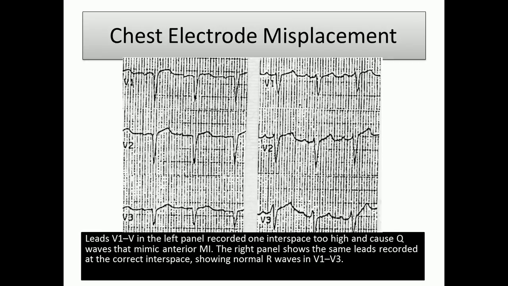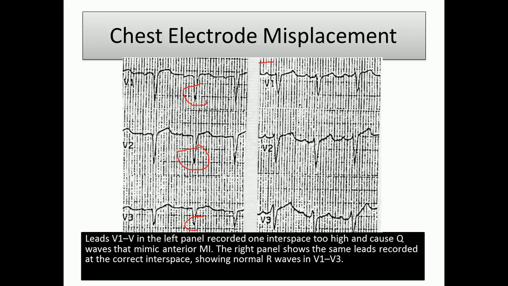As you see here in this electrocardiogram, on the left side of the screen, there is chest electrode misplacement. They put the chest electrodes in a wrong position. Normally, the chest electrodes V1 and V2 should be positioned in the fourth intercostal spaces, respectively on the right and left side of the sternum. But some nurses apply them mistakenly in the second intercostal spaces, showing QS waves that well mimic myocardial infarction.